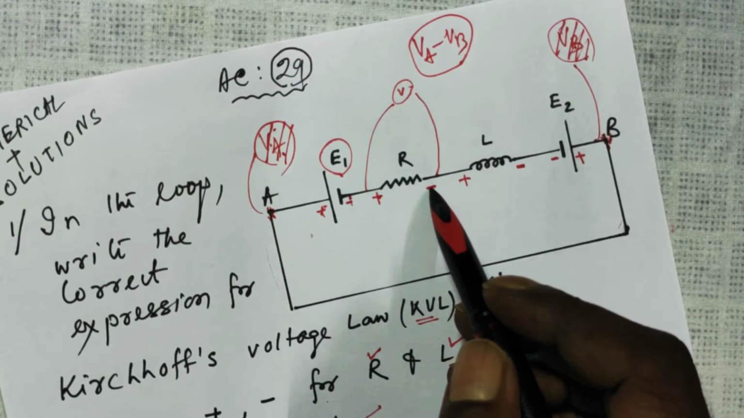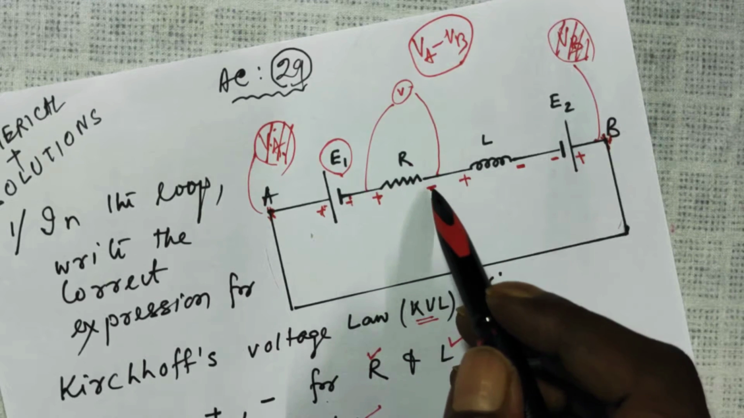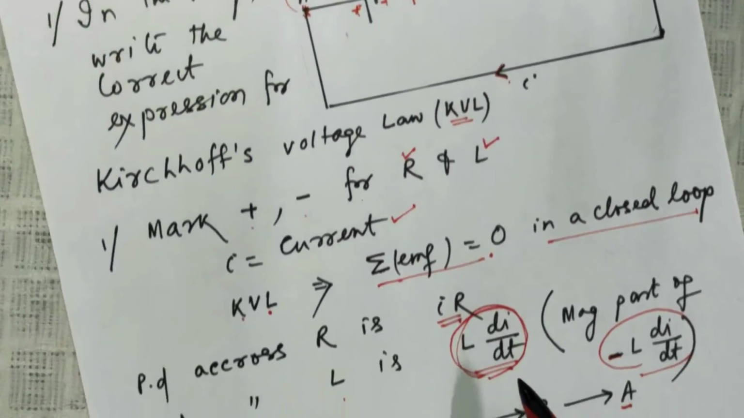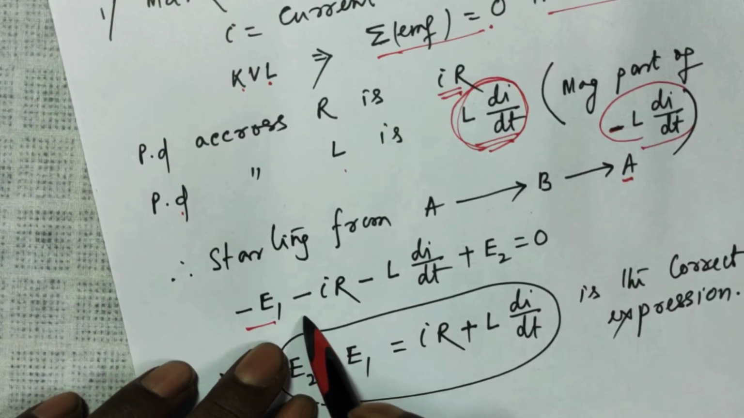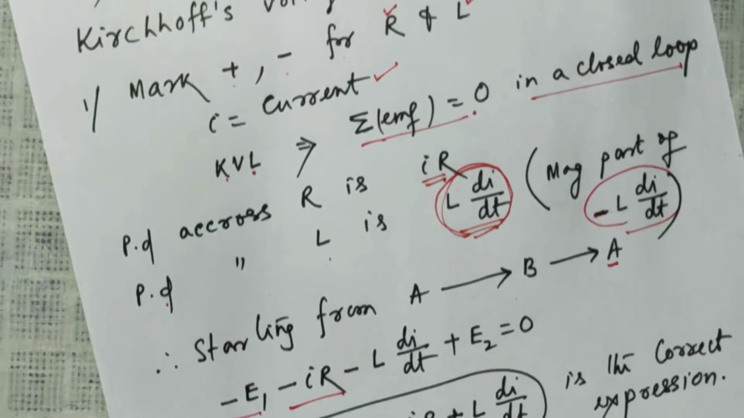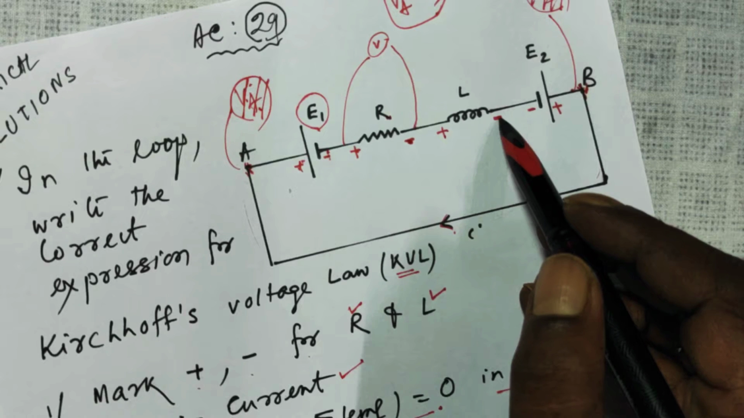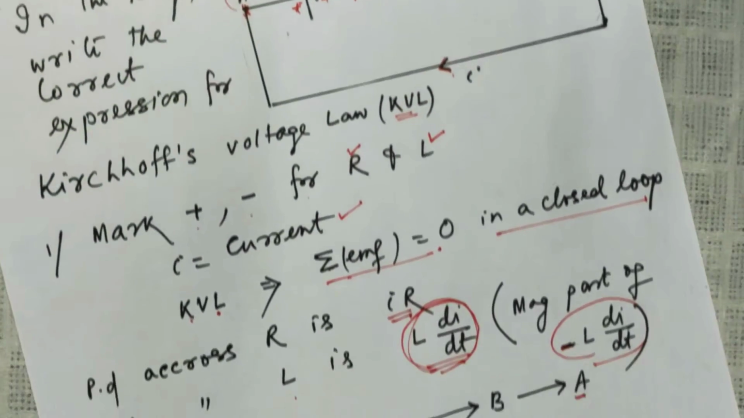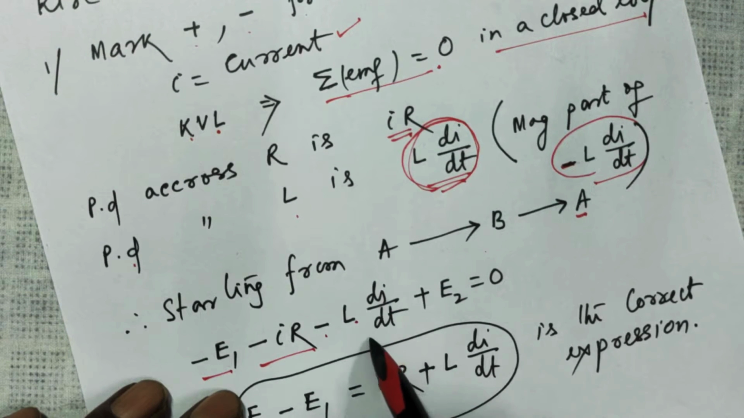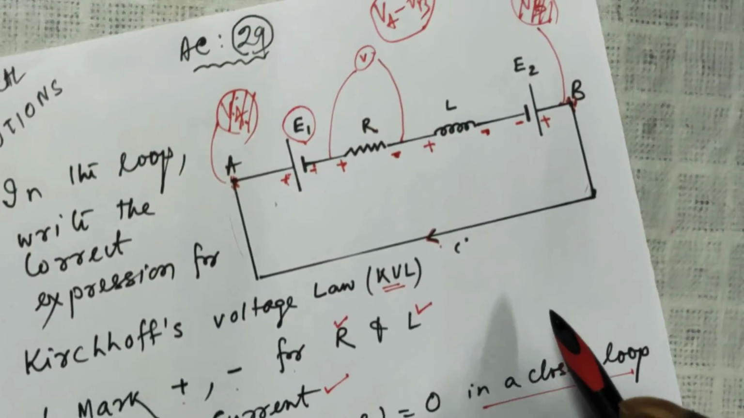From positive to negative, there is a drop in potential. I into R, you are arriving here, minus IR. That is what I am saying here, minus IR. Then, going from positive to negative, there is a loss, a decrease. So minus L di by dt. This was the EMF which we derived in electromagnetic induction.